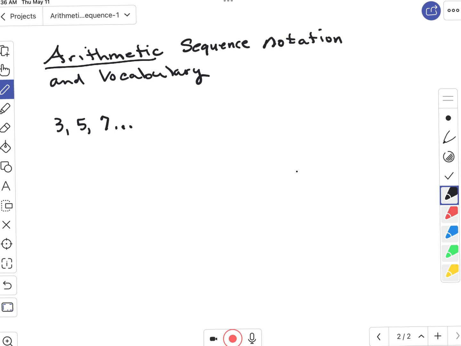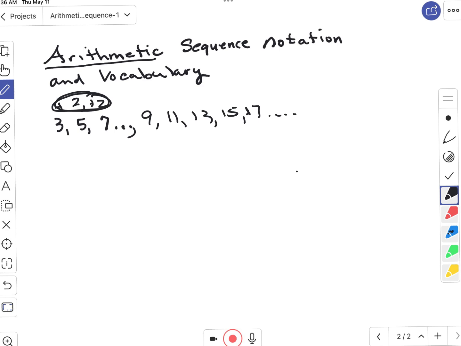So what if I asked you to find the next 3 terms? Well, you can see that we're just adding 2 each time to get to the next one. So obviously the next ones would be 9, 11, 13, 15, 17, and we could just go on and on because we know the pattern. The number that you're adding over and over has a vocabulary word. That is known as the common difference.